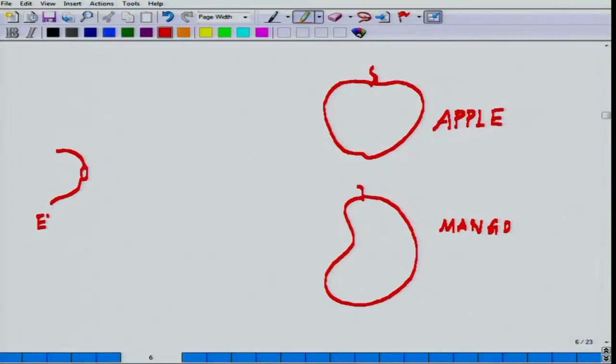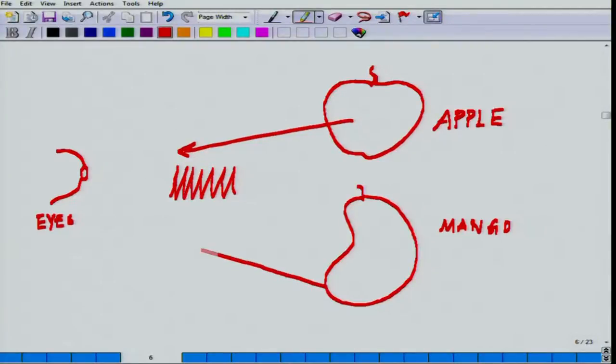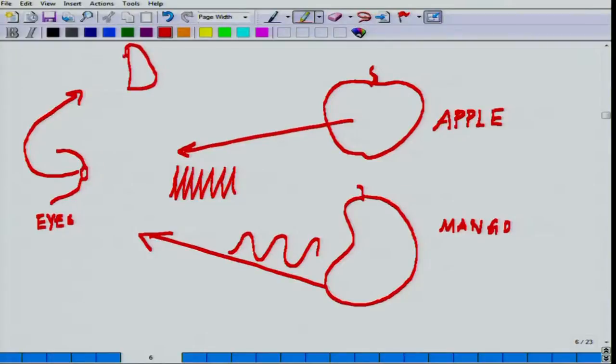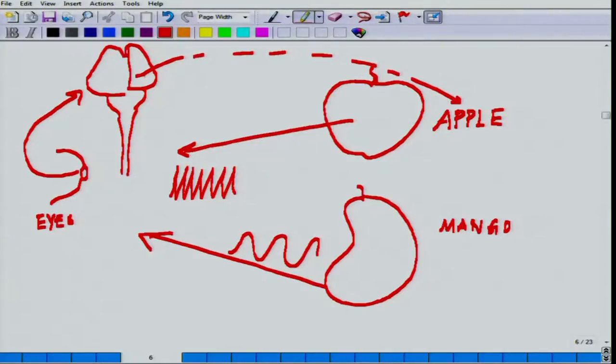So these are the eyes. What distinguishes them? The information which is stored has a specific pattern, whereas other information has a different pattern, and these patterns are getting stored in your brain as what you call something mango, something apple and something mango.